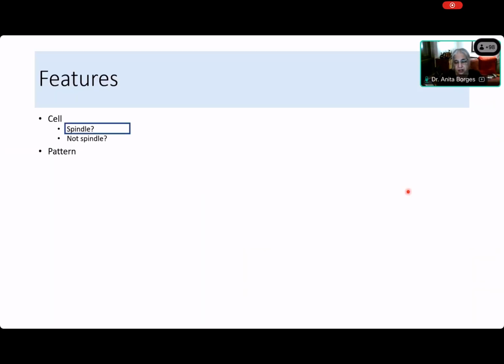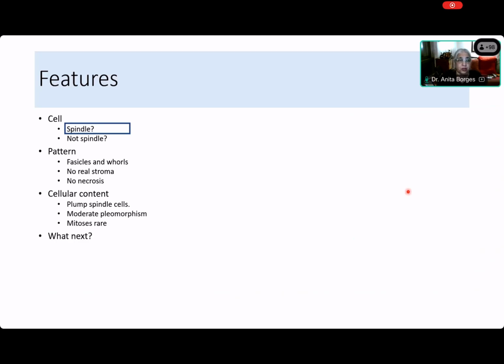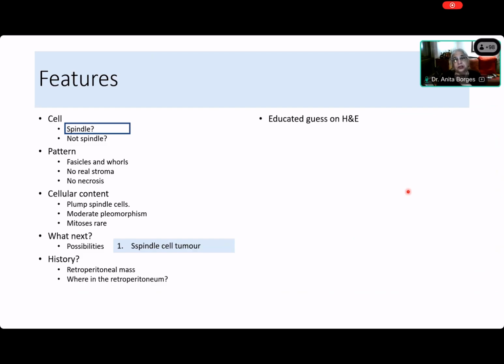All right. So is this spindle? Answer is yes. It's got fascicles and whorls, and again, no real stroma. So somebody might think, oh yes, maybe it is a synovial sarcoma. No necrosis. Cellular content, plump spindle cells, moderate pleomorphism, no mitosis. So what next? We have to think of possibilities. And so we say spindle cell tumor, because we don't know. We take a history, it's retroperitoneal, and in this case, it was in the lower retroperitoneum. Okay, you have to ask that. So educated guess, I'm sorry, but there is no guess that is possible at all. All you can say is that it is a spindle cell tumor.